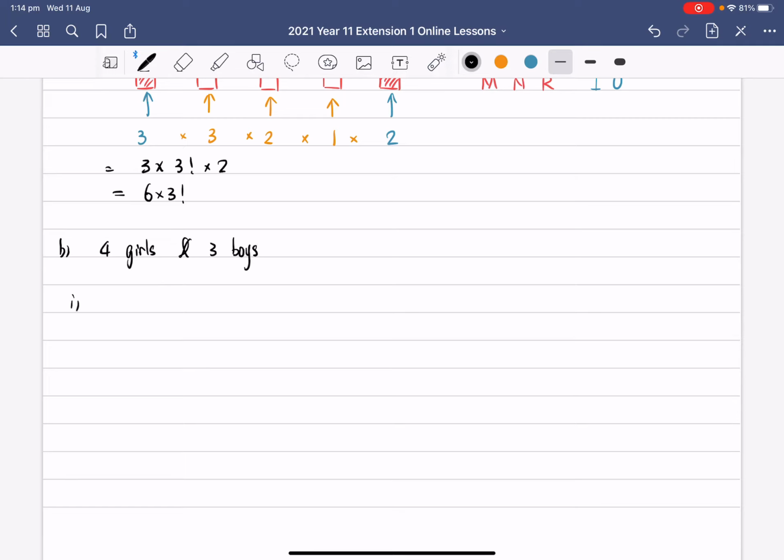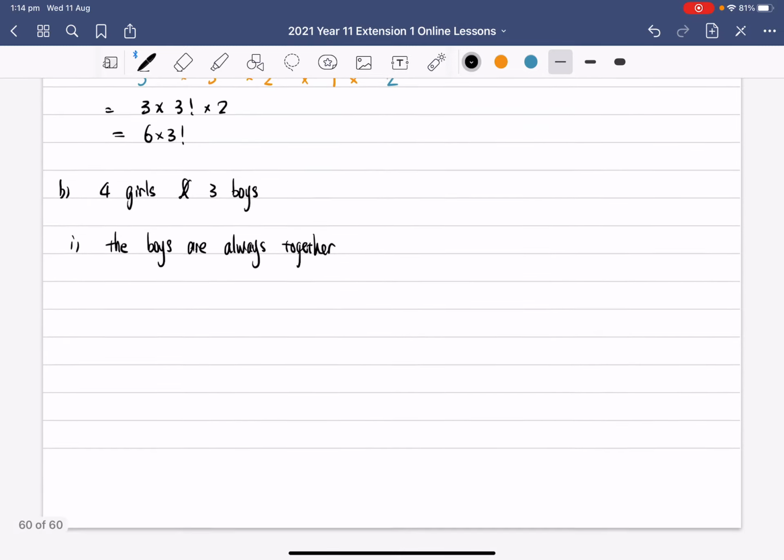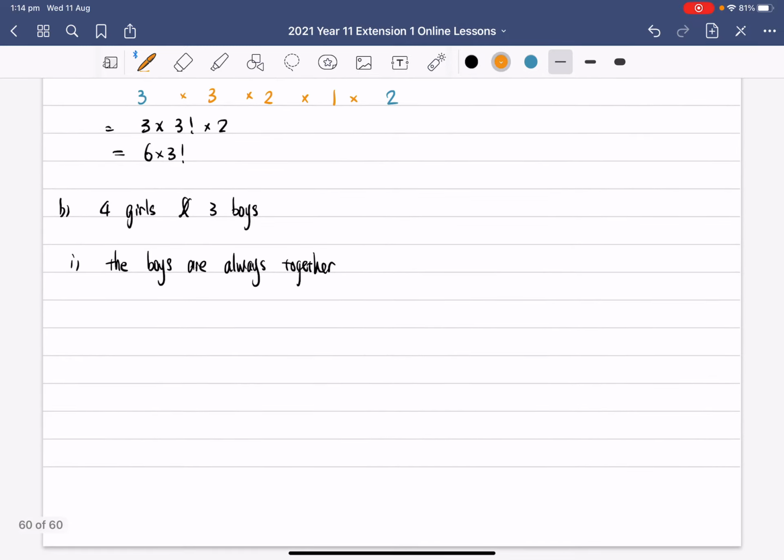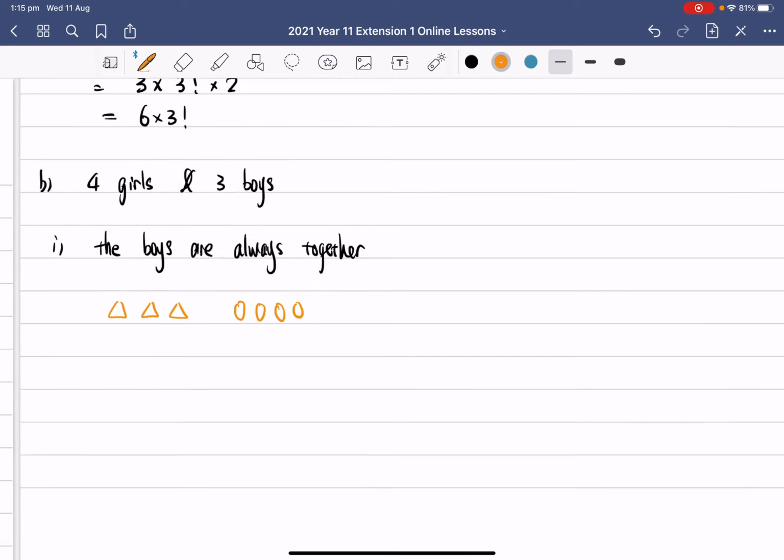Now the first question says, how many ways are there if the boys are always together? Okay, so if the boys are always together, the way to do this question is very similar to the previous question there, all right? Very, very similar. So we've got 3 boys, right? So let's just use different shapes, diagrams, whatever, okay? 1, 2, 3, 4. All right, so we've got 3 boys and 4 girls.